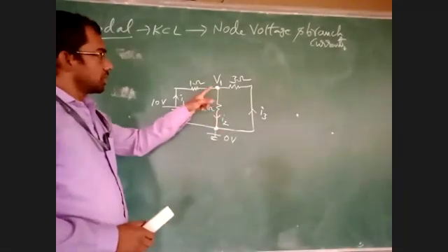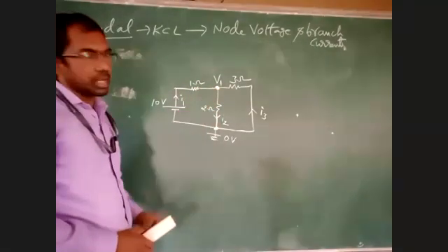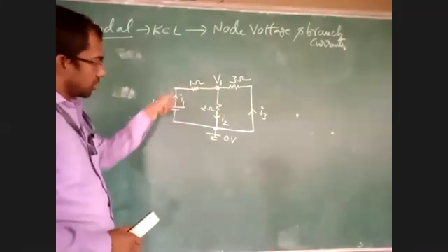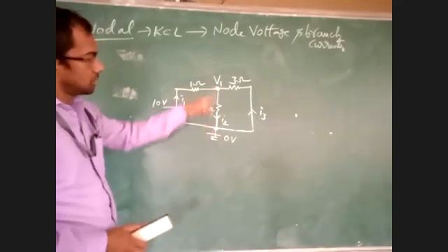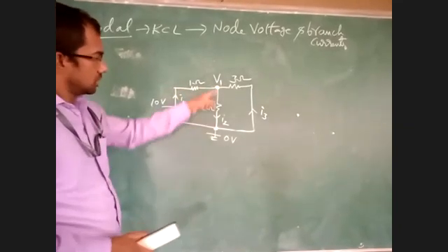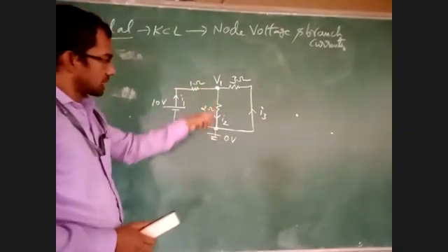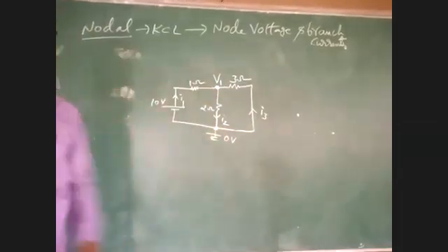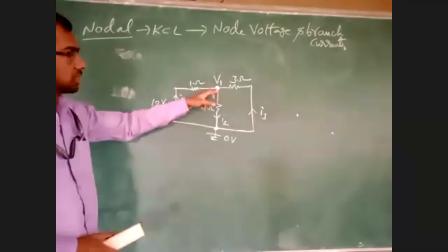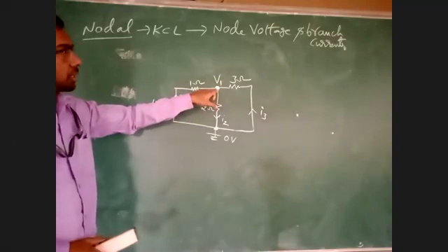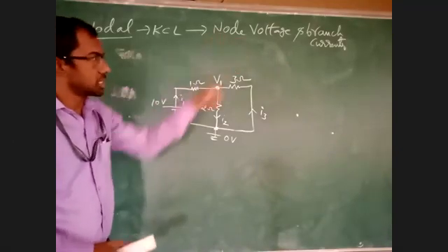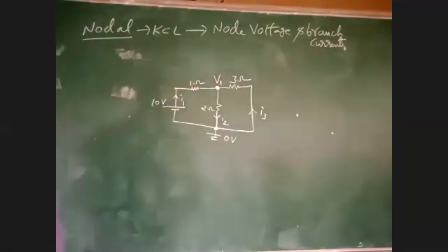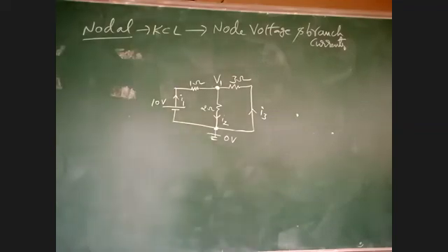To this node, how many branches are connected? 1, 2, 3. Three branches are connected. Branch means in between two nodes connecting one line. This is one line, this is the second line, this is the third line. Totally three branches and one single node. Let us assume that the voltage of this node is V1. Now I have to determine the node voltage and branch currents for this circuit.